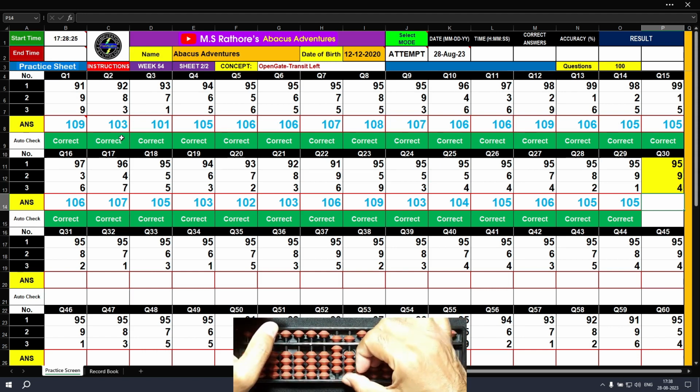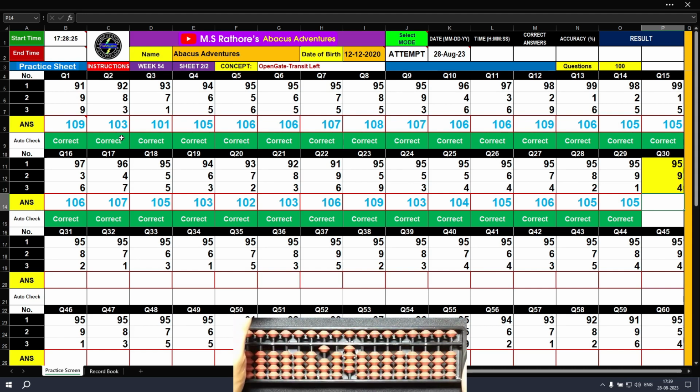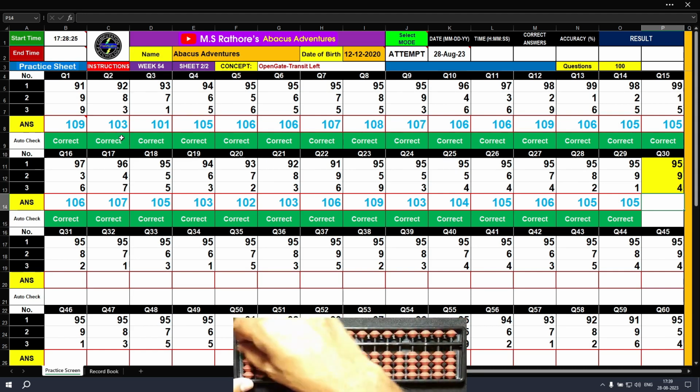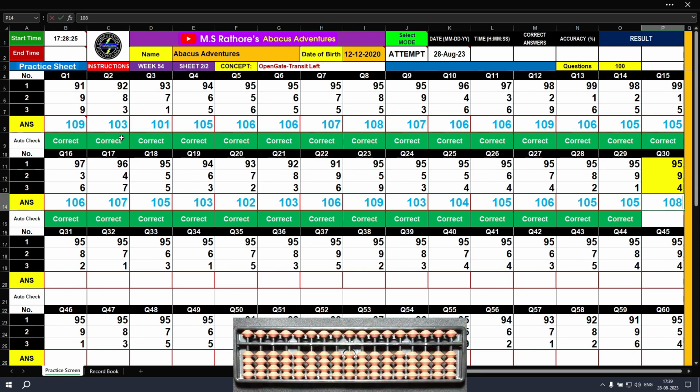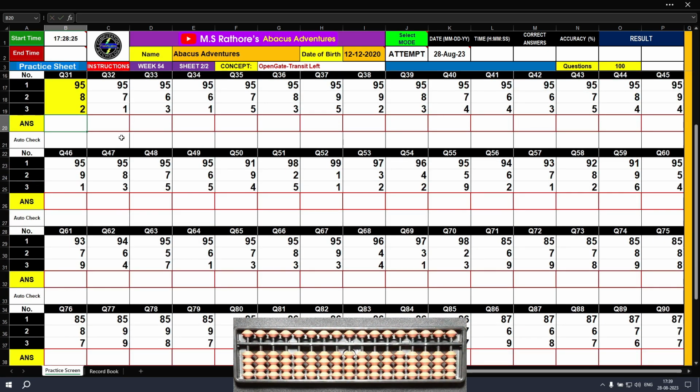Question number 30. Plus 90, plus 5, the answer is 95. Plus 9 equals plus 4 minus 5, open the gate, plus 10, the answer is 104. Plus 4, the answer is 108.